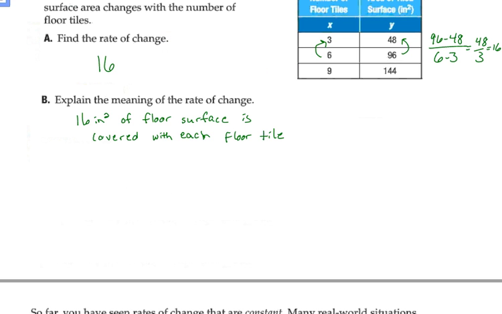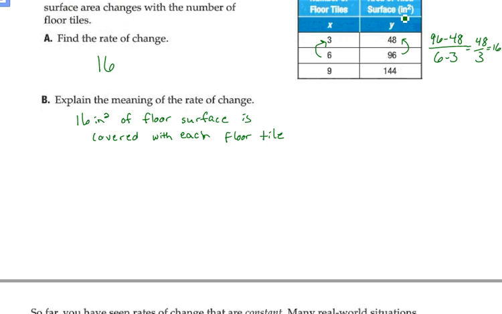Okay, finding that rate of change, we're looking at the change of our y's, 96 minus 48, over the change of our x's, 6 minus 3. That question arises again, do I have to look at that 9 and 144? No, we're assuming that the rate of change is constant all the way through, so we don't have to look at them. But 48 over 3 is 16. So rate of change is 16, but now we have to explain what that means.